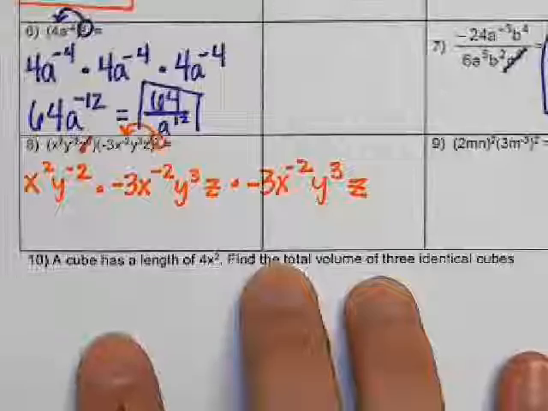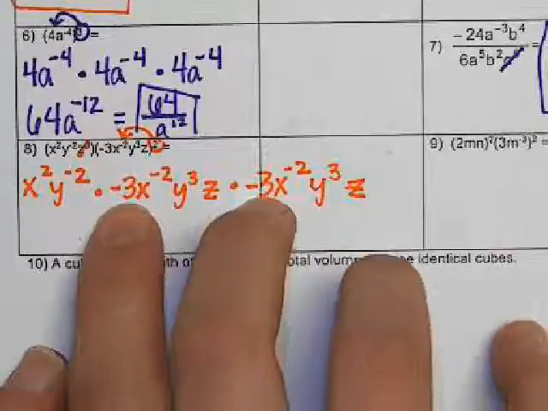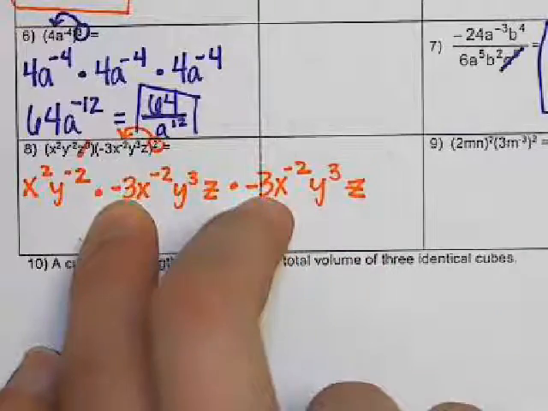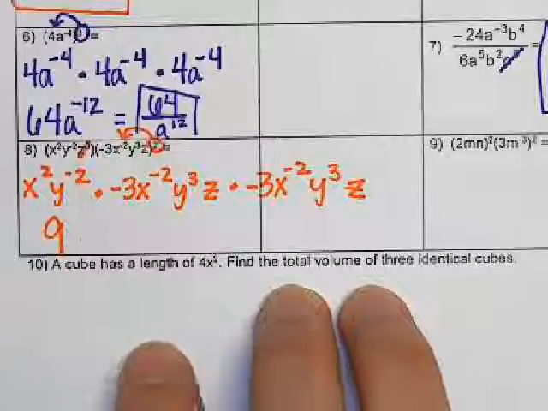Okay, do I have big numbers? No, only 1, 2. I have 2 big numbers. So what am I going to do with the big numbers? The negative 3s. Multiply them. What's negative 3 times negative 3? Positive 9. Positive 9. Good. Now what?